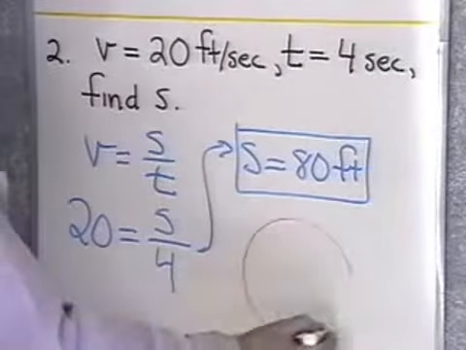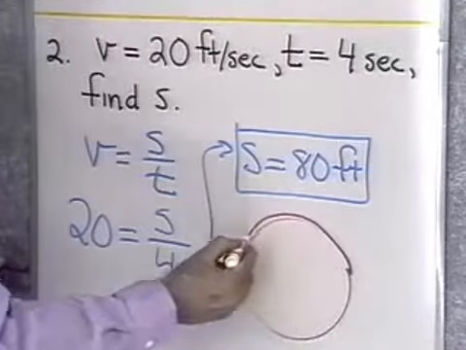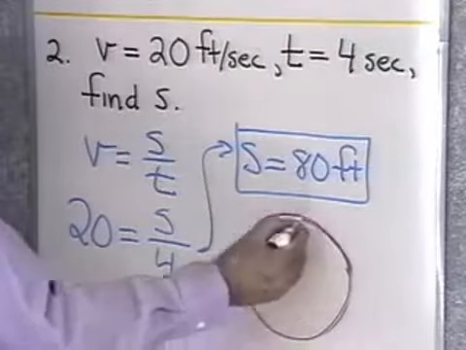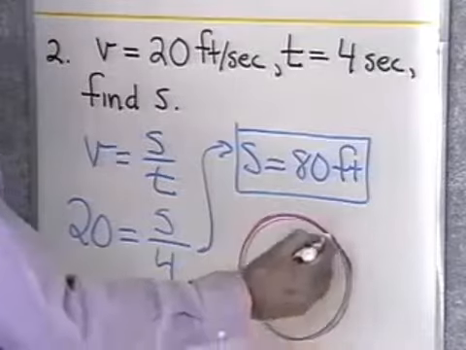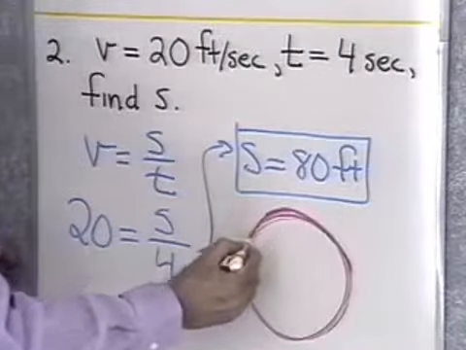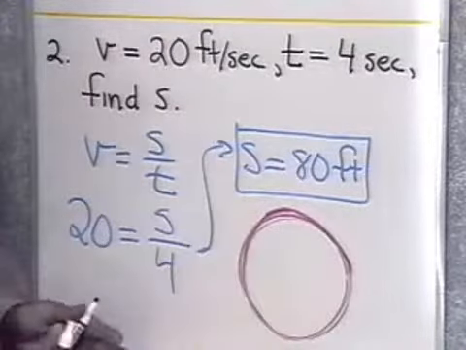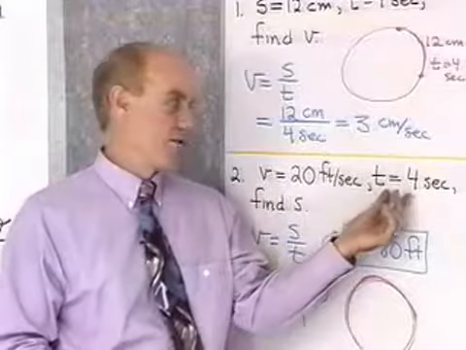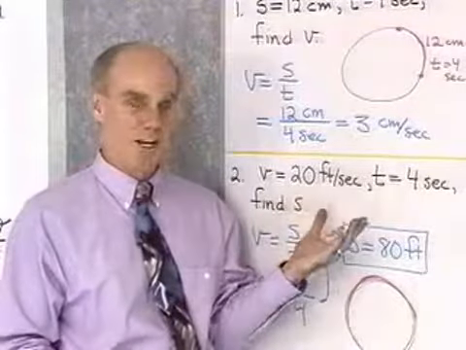Now let's see if that makes sense real quickly. Suppose I have a circle, and I have a point that's moving along the circumference of the circle at a uniform rate, and it covers 20 feet every second. How far is it going to go in 4 seconds? The distance that it's going to travel in 4 seconds will be 4 times 20, or 80 feet.